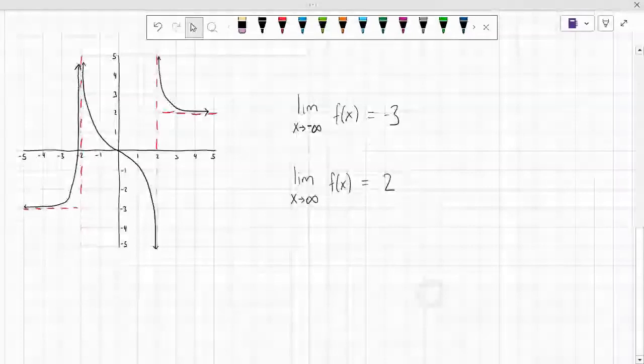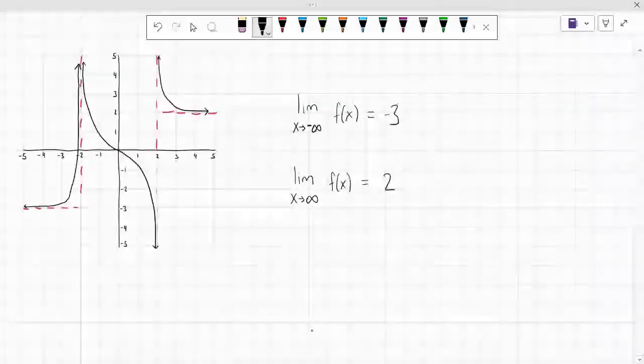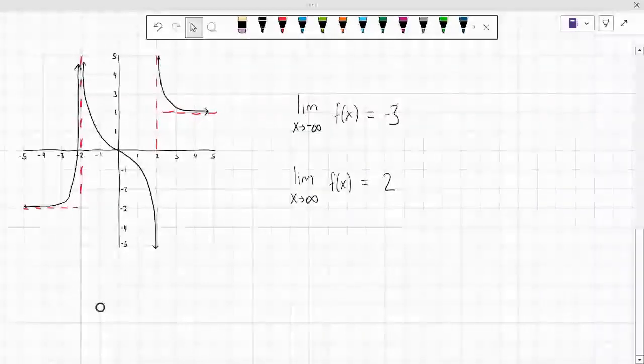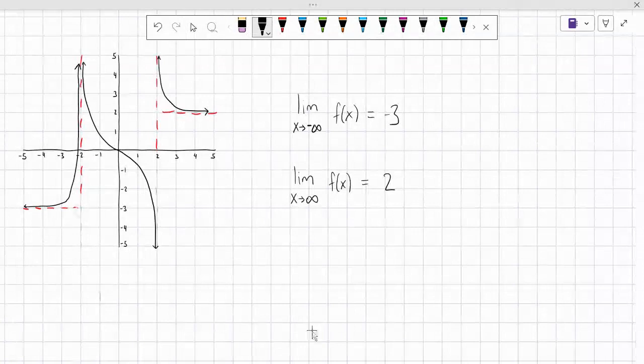And then if we look at the vertical asymptotes next, let's look at this one here first. This vertical asymptote is located at x equals -2. So let's look at what's happening to the function as x approaches -2, and we'll look at it both from the left and from the right.